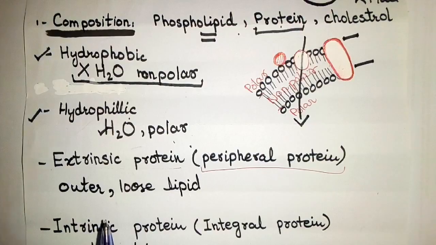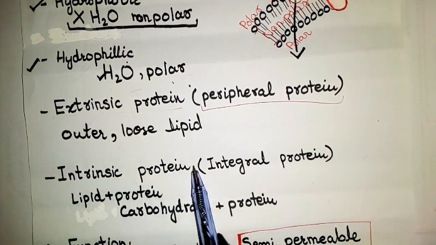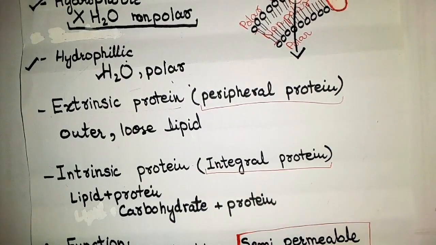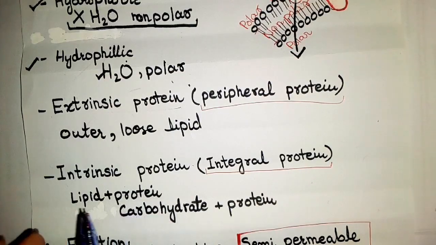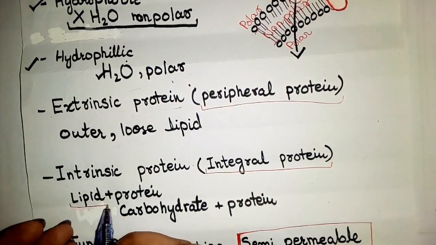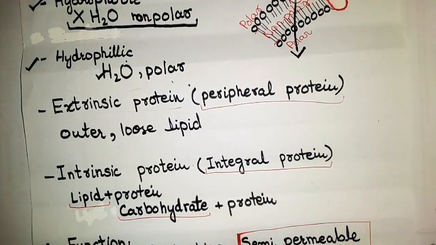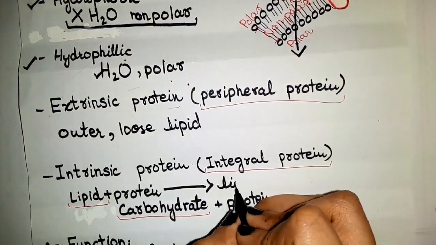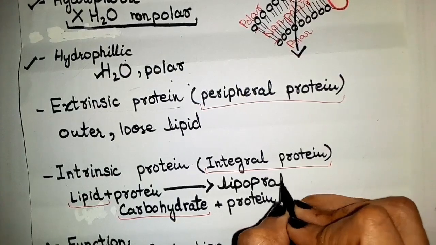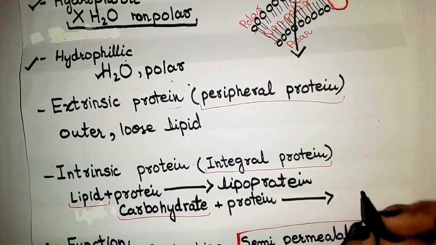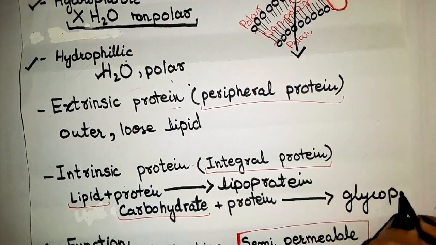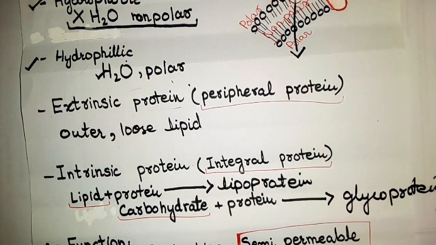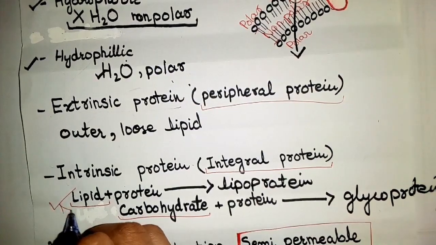When we move towards intrinsic proteins, they are also called integral proteins. The important thing is that integral proteins are mostly combined with lipids or carbohydrates. When they are combined with lipids, we say that it is lipoprotein. And when it is combined with carbohydrate, we say that it is glycoprotein.